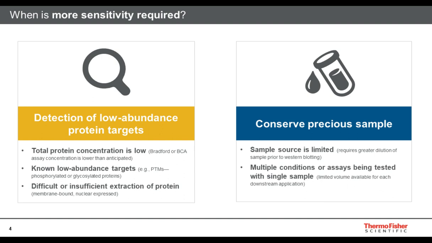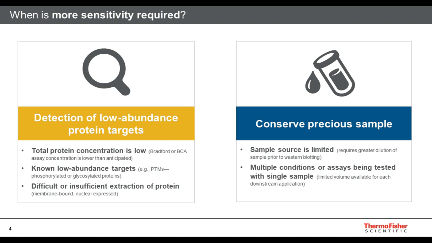Another example is known low abundant targets. Usually this knowledge comes from experimentation or of known conditions. Proteins such as post-translational modifications, drug inhibition, and downregulation can lead to low expressed targets and therefore require higher sensitivity in detection. Finally, certain proteins are more difficult to extract and may result in lower yields of available protein.